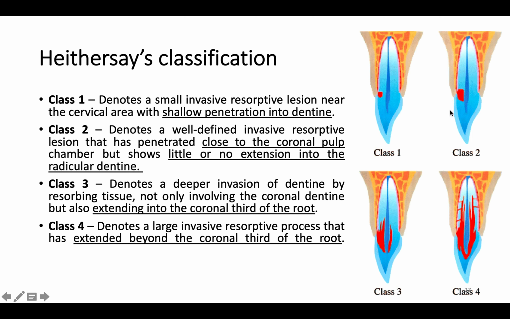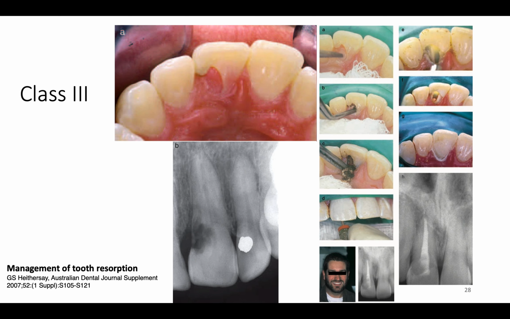Class 3 means that the resorptive defect is extending into the coronal third of the root, and in class 4, the defect is extending beyond the coronal third of the root. This is an example of a class 3 Heithersay external invasive cervical resorption.